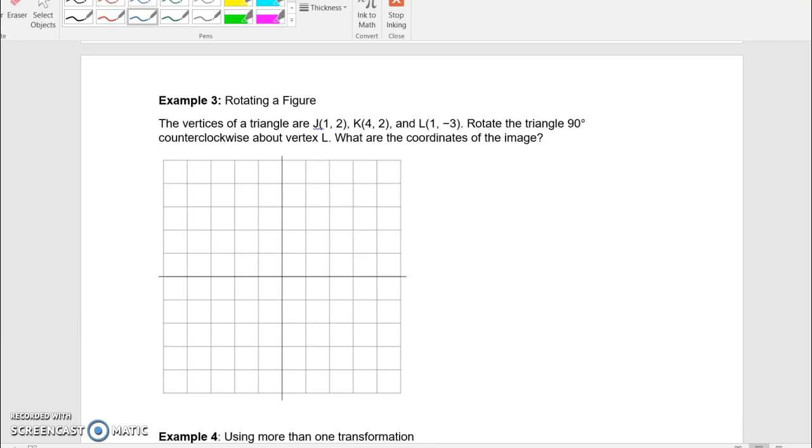In our next example, we are going to rotate. We're going to draw a triangle and we're going to rotate the triangle 90 degrees counterclockwise about a vertex. So 90 degrees counterclockwise, so that's going that way and about a vertex. So pause the video and you need to put those points on the coordinate plane. All right, so my points are on there.